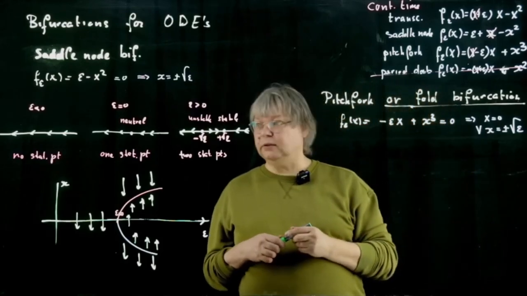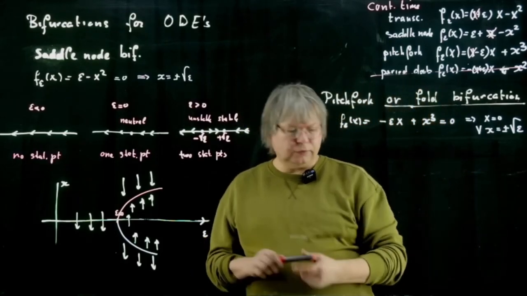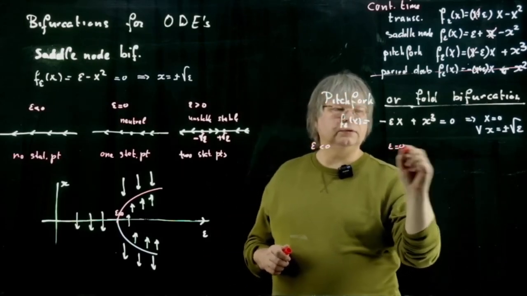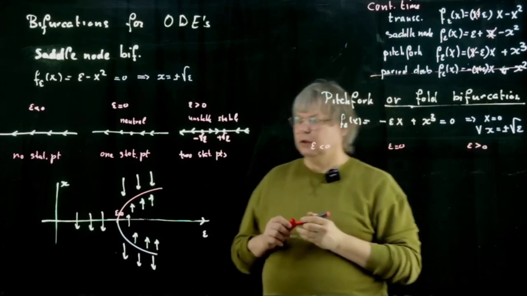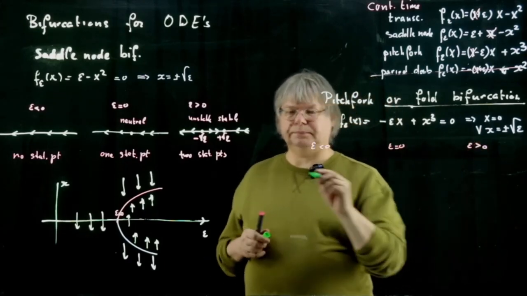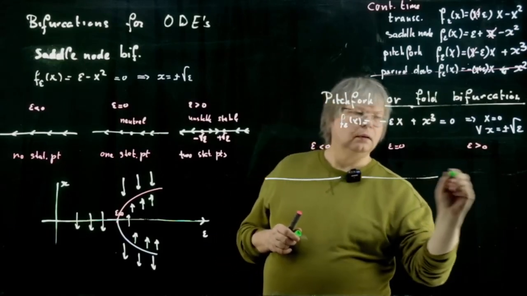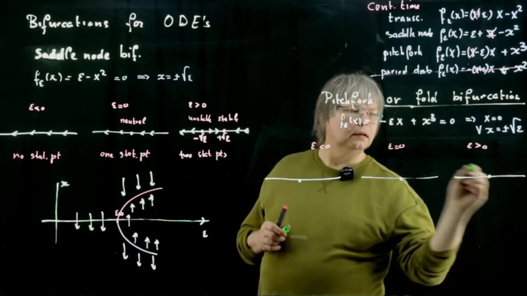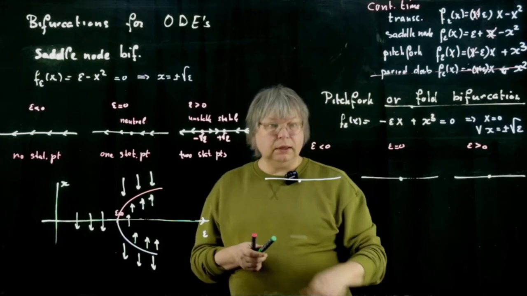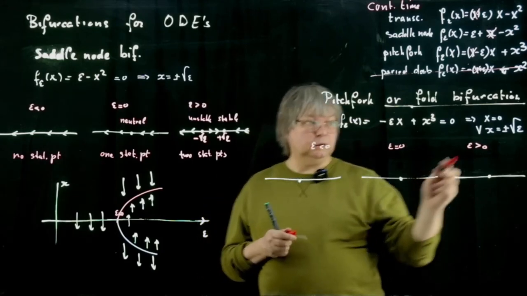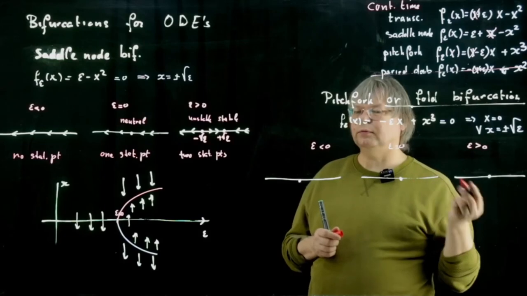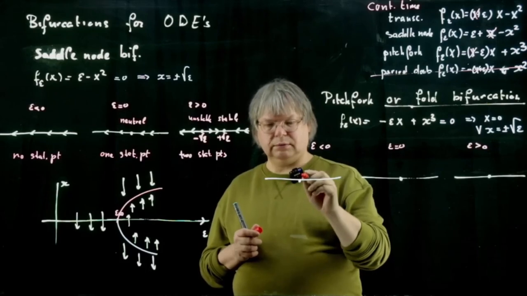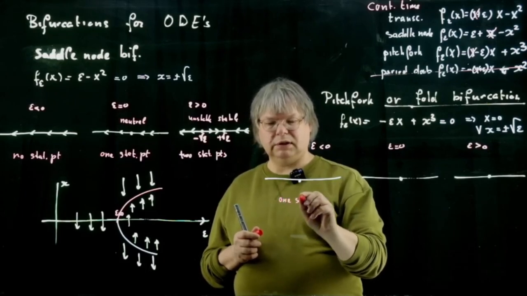So let's draw the diagrams again for epsilon negative, epsilon is equal to 0 and epsilon positive. And there it looks like this. Okay. 0 is always a stationary point. And if epsilon is negative, that's the only one, because square root of minus epsilon would be a negative square root. So this one is the only stationary point.